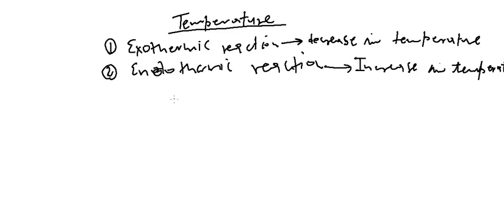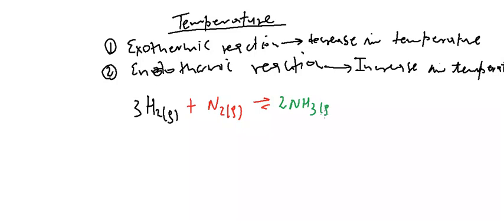So let's make an example. Let's say we have the ammonia that is formed by hydrogen gas that reacts with, let's say, nitrogen gas. Then we have the product, which is ammonia. Two molecules of ammonia, which is also a gas. Let's say delta H of this reaction is less than 0.